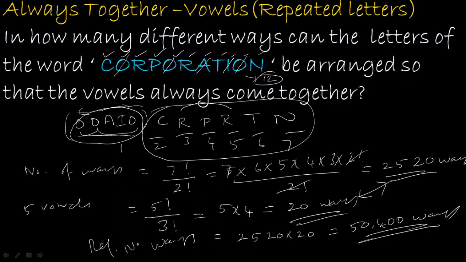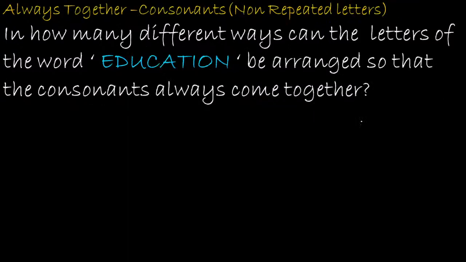In this problem too, I will give you one example, one problem for your self-test. Instead of corporation, take the word preparation and do a self-test. What we did in case of vowels, we are going to repeat in case of consonants too. So the question is different. If instead of vowels, consonants come together, what are we going to do? The same procedure we are going to follow.